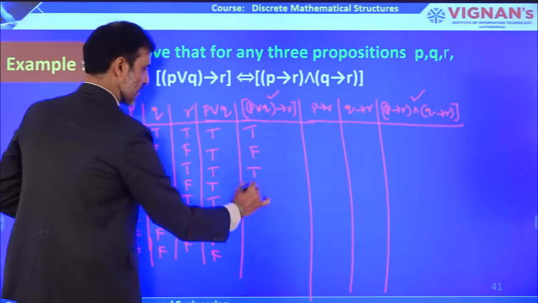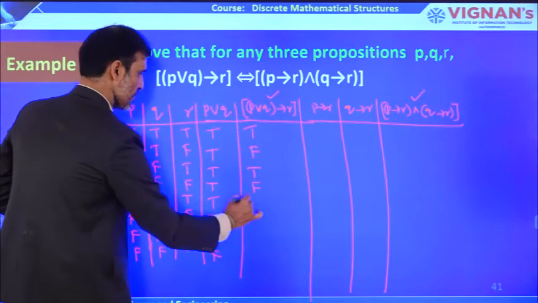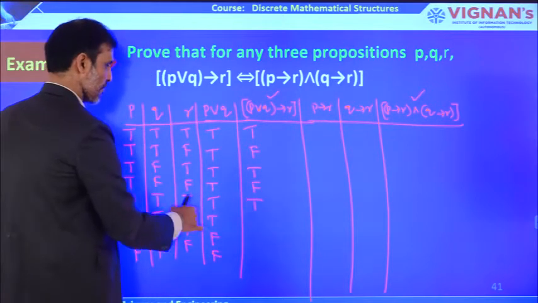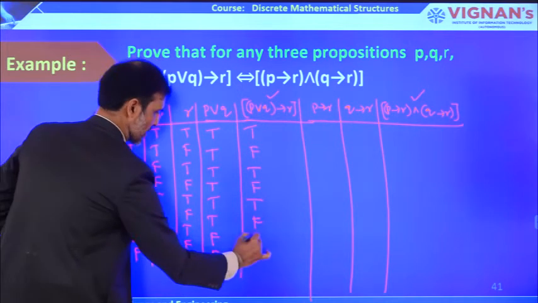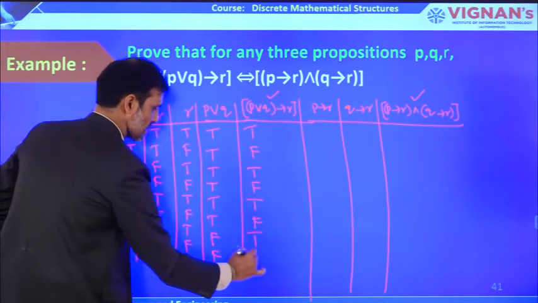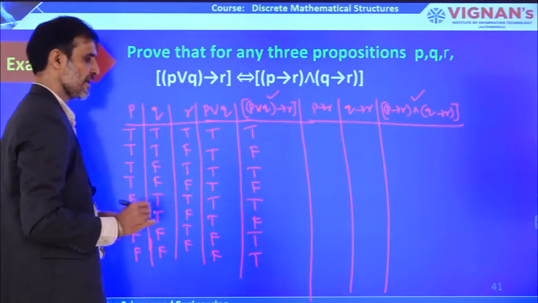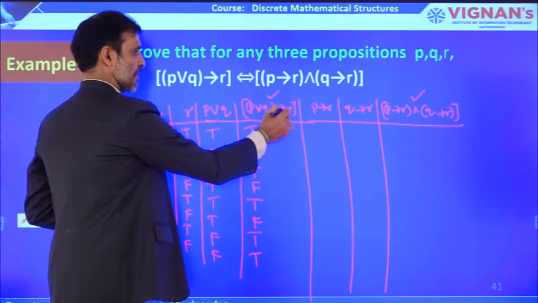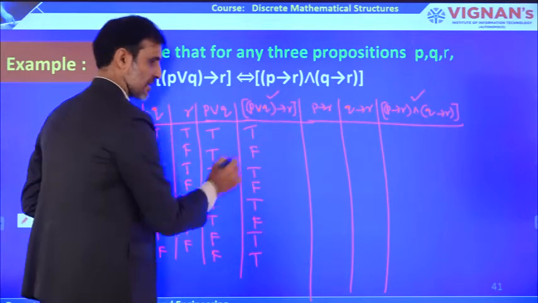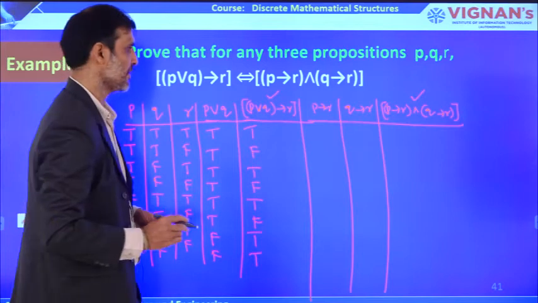True, false, you will get false. True, true, you will get true. True, false, you will get what? False. False, true, again it is true. False, false, also true. By the definition of implication, when this will be true and this will be false, only then it will be false. Otherwise, in the remaining cases, it will be true.